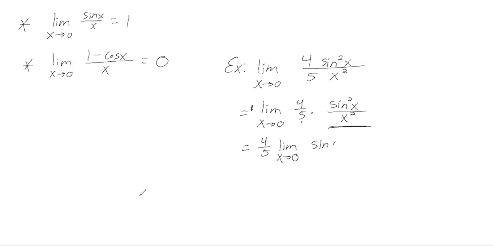And this stuff can be written as the sine of x over x times the sine of x over x, right? Because if I multiply these two, I get x squared at the bottom, and sine of x squared at the top. Now what's the limit as x approaches 0 of sine of x over x? We said that was 1. So 4/5 times 1 times, the other one is also 1. So what's 4/5 times 1 times 1? 4/5.